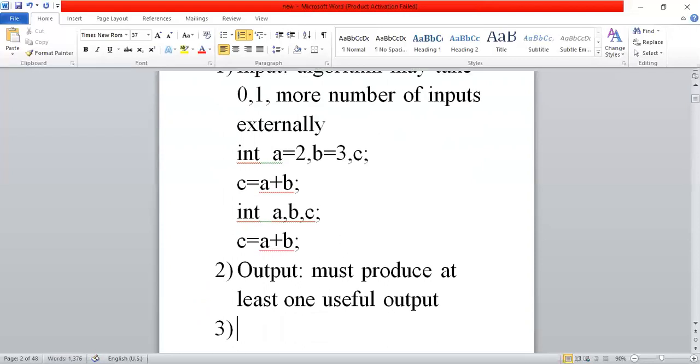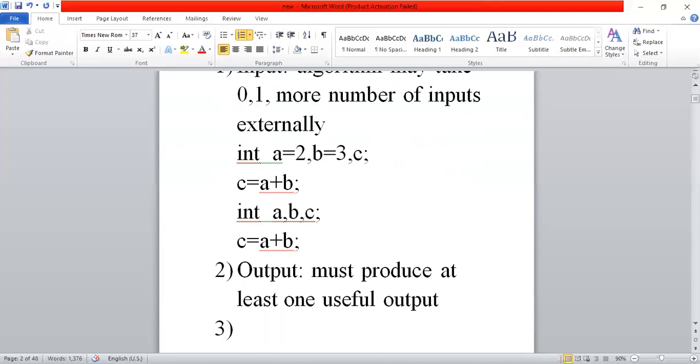Otherwise, writing the algorithm is wasteful. Is it clear now regarding output? The second property or criteria is output. Whatever the algorithm, even if you write 2000 lines of code or 2000 lines of algorithm, if you don't get the required or useful output, what is the use of writing that much code?